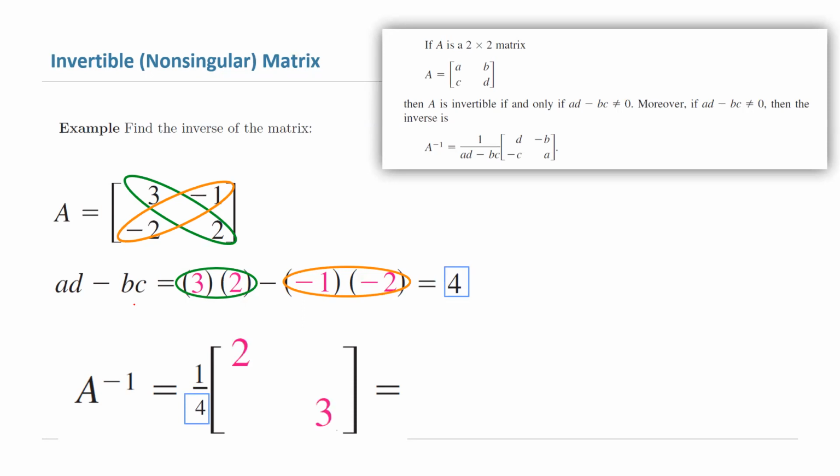Then 2 and 3, as you can see, we are interchanging the elements on the main diagonal. And then we multiply the elements on the non-main diagonal by -1. Now just distribute 1/4 into every entry of the matrix, a scalar multiplication. You get a half, a half, a fourth, and 3/4, and this is the inverse of the matrix.